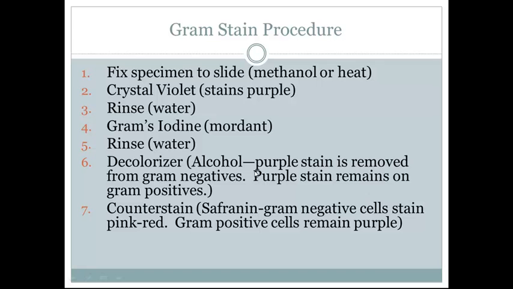The purple stain is removed from the gram negatives, but the gram positives will remain purple in this stage. Sometimes some people will then rinse to stop the decolorizing action. They will rinse this and then they will do the counterstain with the safranin, which will stain the gram negative cells reddish pink. The gram positive cells will then remain purple. And this all has to do with the dyes taking hold of the different cell walls among the different bacteria.